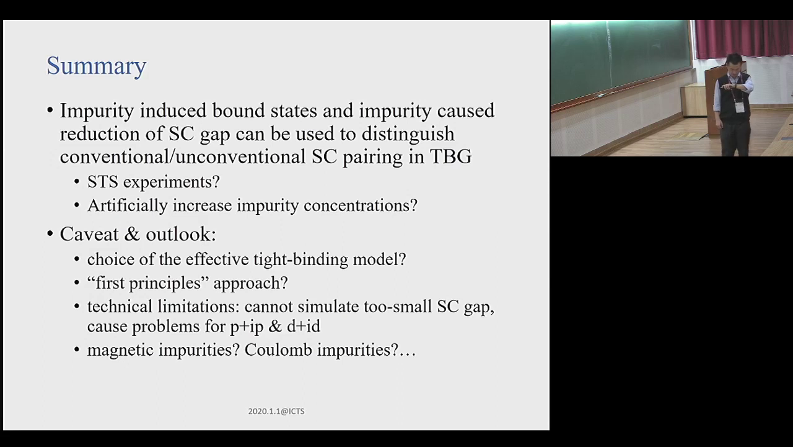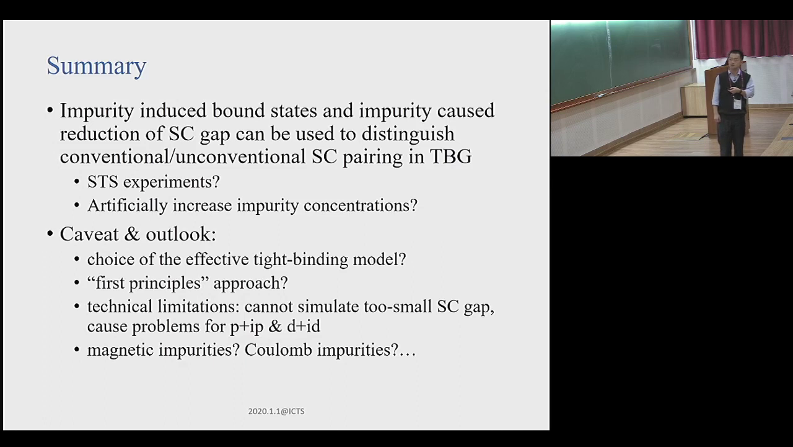Okay, so this is my simple story. But the whole take-home message is very simple. So impurity certainly will have an important effect on superconductivity, and hopefully in twisted bilayer graphene, if we consider the impurities, naturally existing impurity or artificially added impurities, we can in principle use it to distinguish different kinds of unconventional superconductivity. So we can in principle measure it in STM experiments if we have such a high energy resolution.